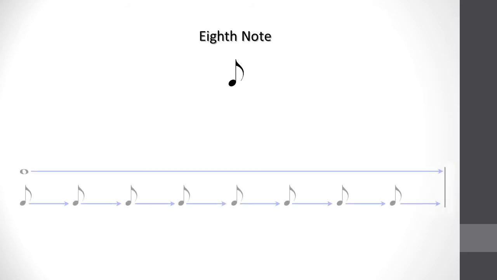The following note is called an eighth note. An eighth note has a note head which is colored in, a stem, and a flag. It is called an eighth note because it is 1/8 the duration of a whole note. Because of this fact, the duration of 8 eighth notes is equal to the duration of 1 whole note.